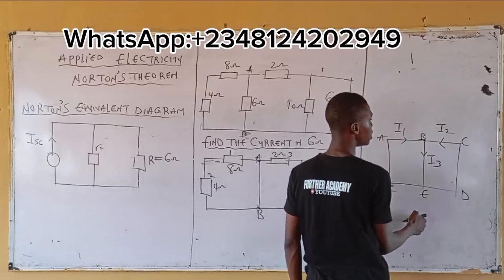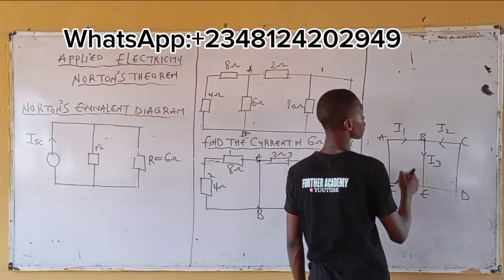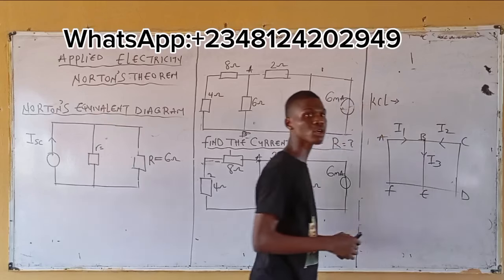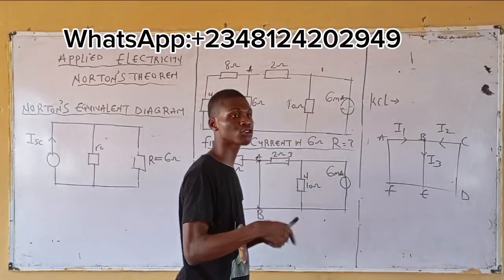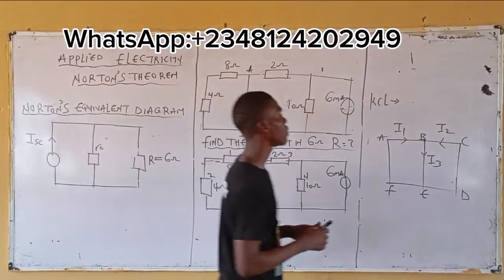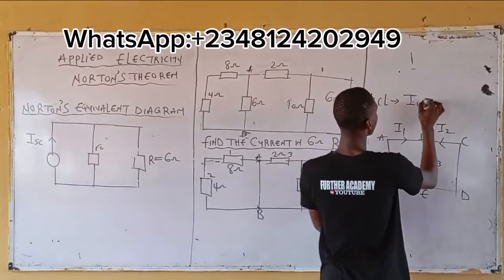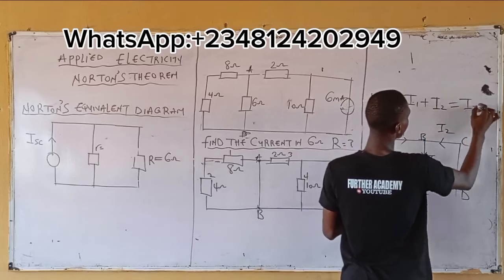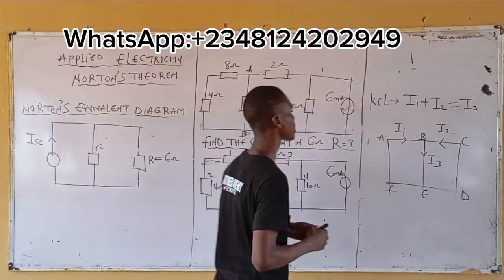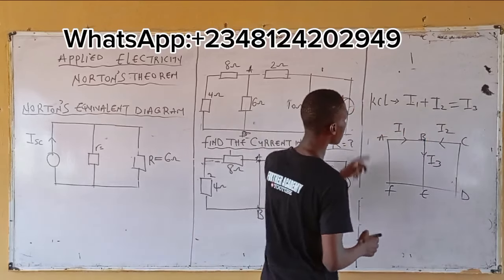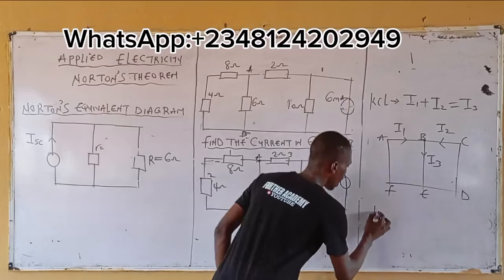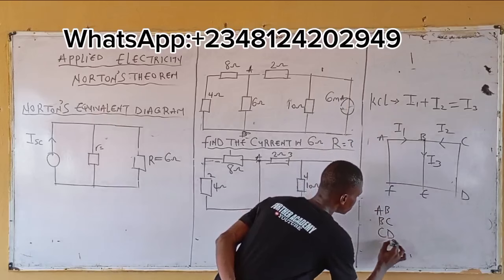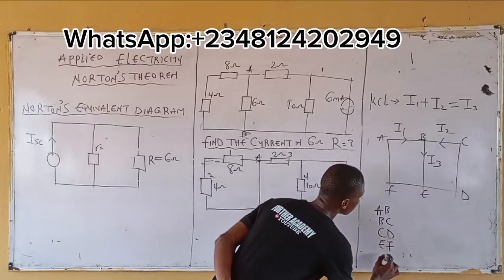We are going back to Kirchhoff's law. This is KCL. By KCL, meaning the sum of current entering a node is equal to the sum of current leaving that node. Meaning that I1 plus I2 is equal to I3. But my question is, now how many branches do I have here? I have branch AF, I have AB, BC, CD, EF, what else?